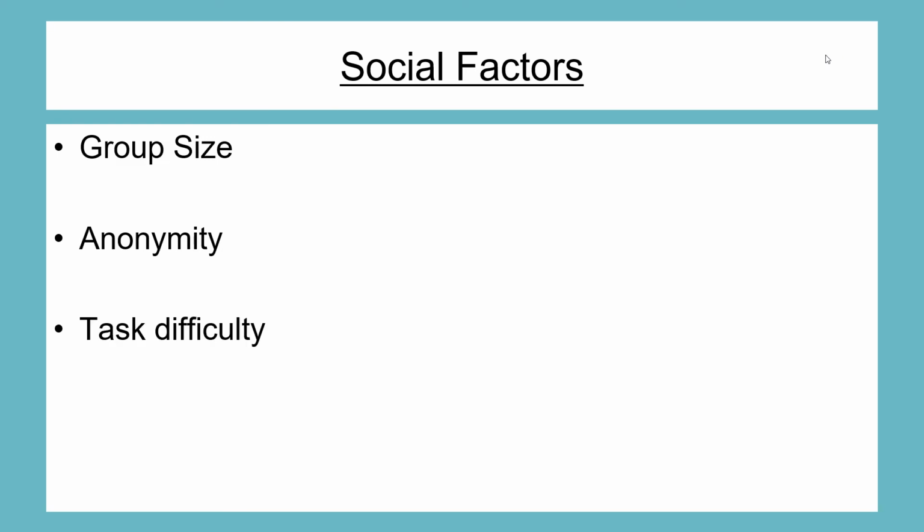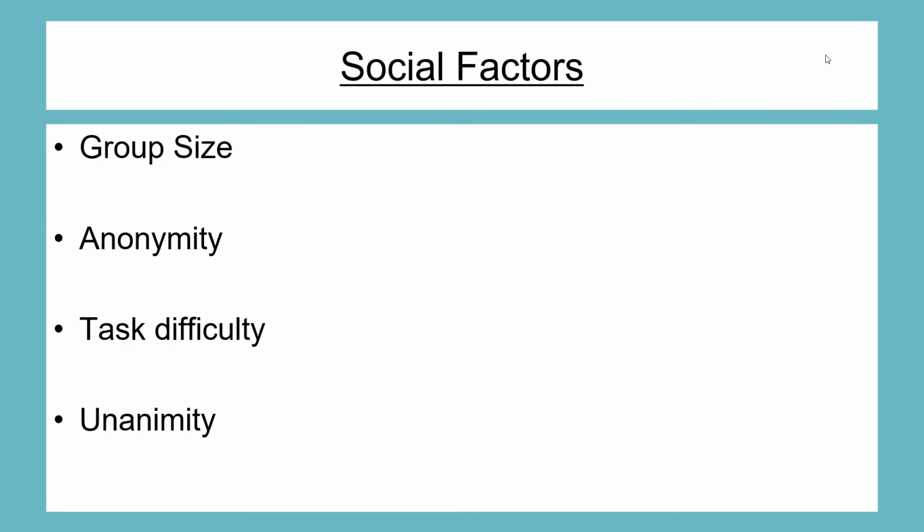Task difficulty is another example of a social factor. The harder something is, the more likely you are to conform. That's going to be because you're feeling more pressure. And the easier something is, the less likely you are to conform. Again, Asch reran his study and he made the lines even closer to each other, and this increased conformity because it got even harder.